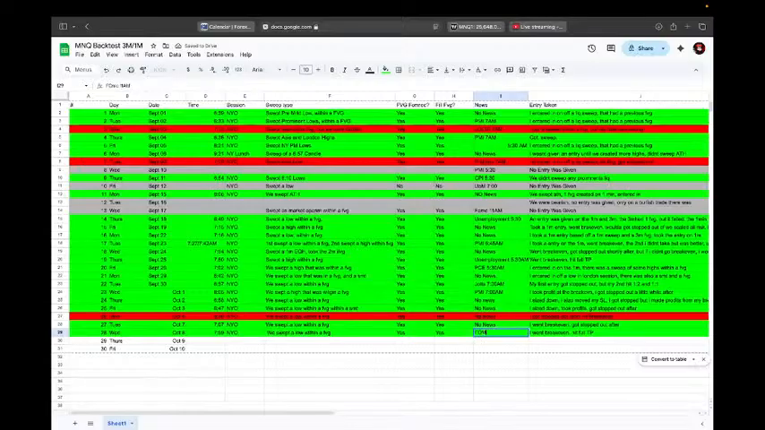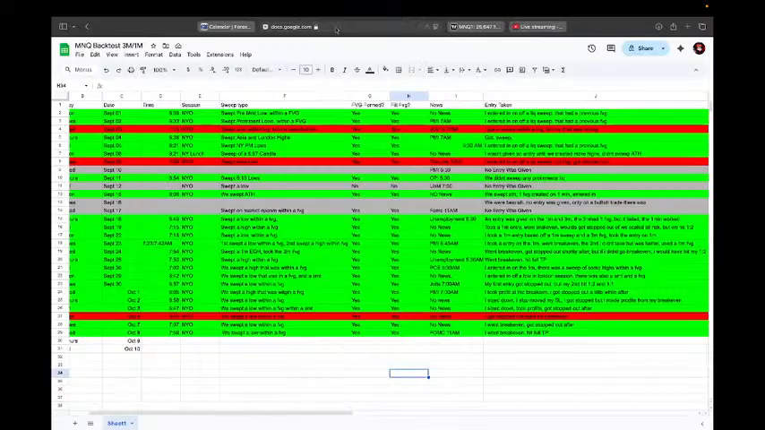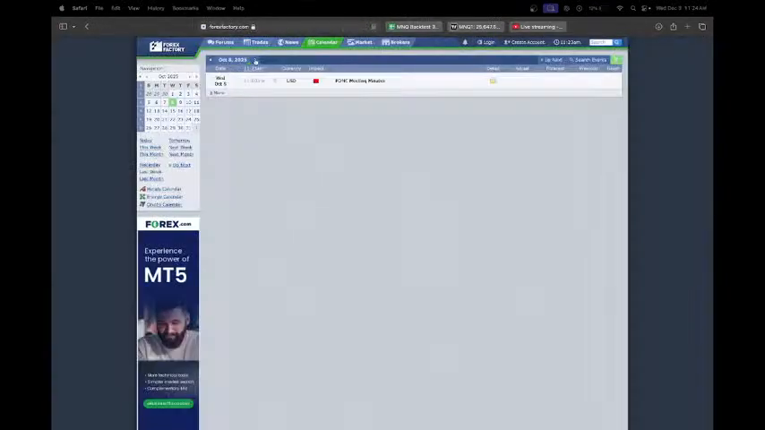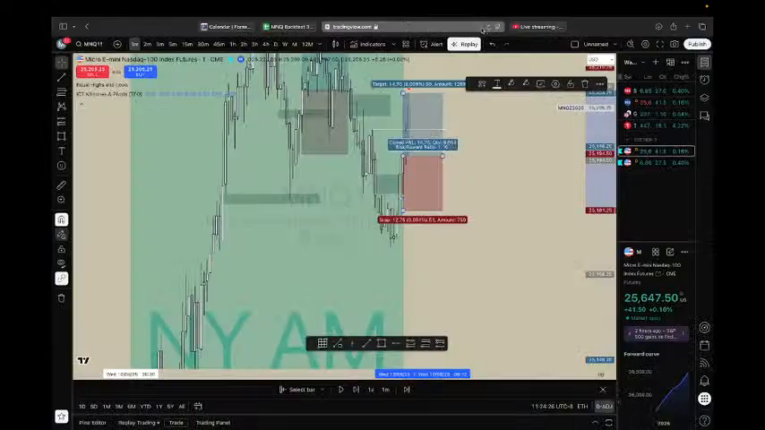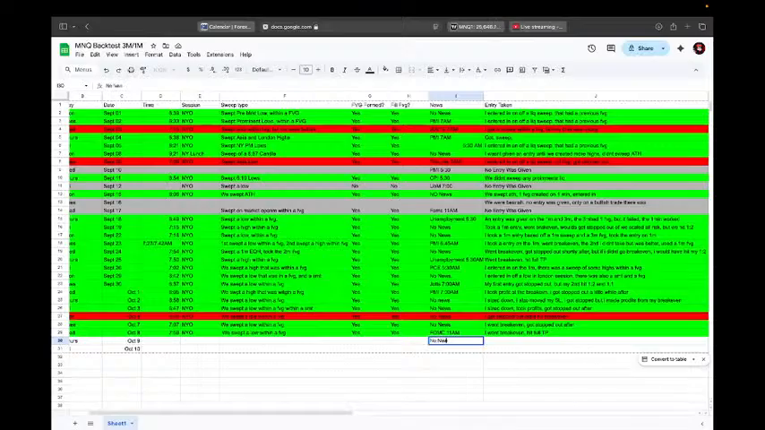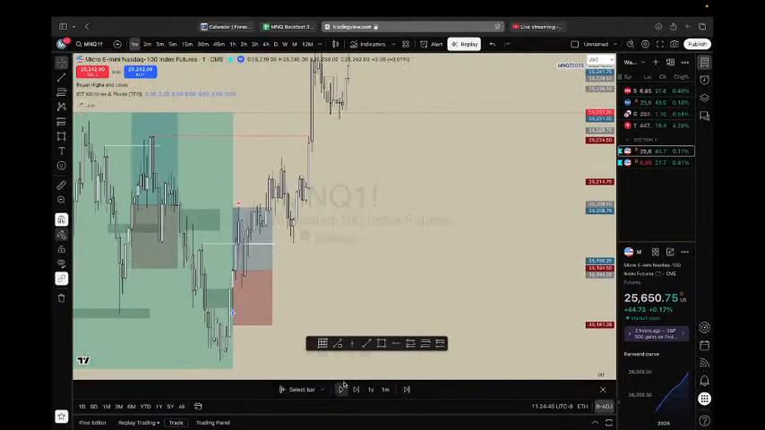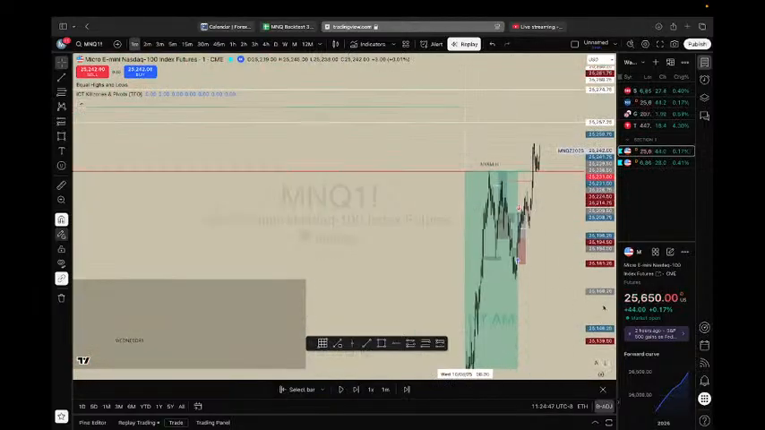I want to see what price does right there. Thursday? Any news? No news Thursday. But let's see what price does right around 11 in the morning. See. Damn. Bullish. Pretty bullish.